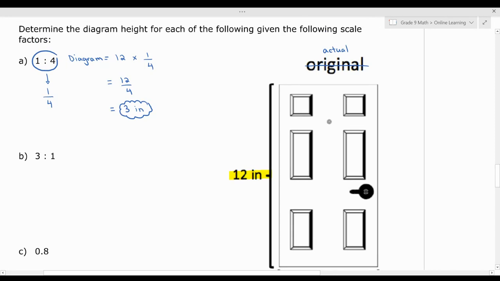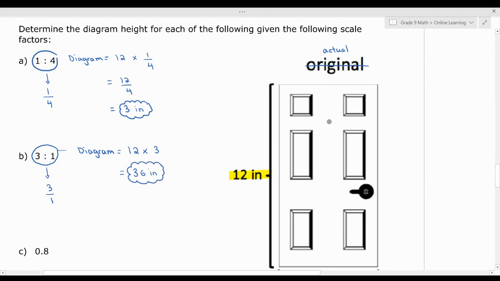All right, what if the scale was 3 to 1? So 3 to 1, remember, probably wanted as a fraction or decimal. Well, 3 over 1 is just 3. So our diagram would need to be the 12 of the actual, and then we're going to times it by our scale factor, which is 3. So if we were to draw this actual door as a scale drawing using the scale factor of 3 to 1, our height then would actually have to be 36 inches. Sorry, my pen keeps jumping. So this would be 36 inches.